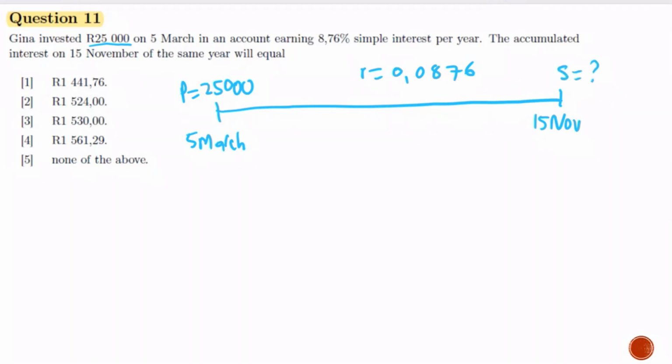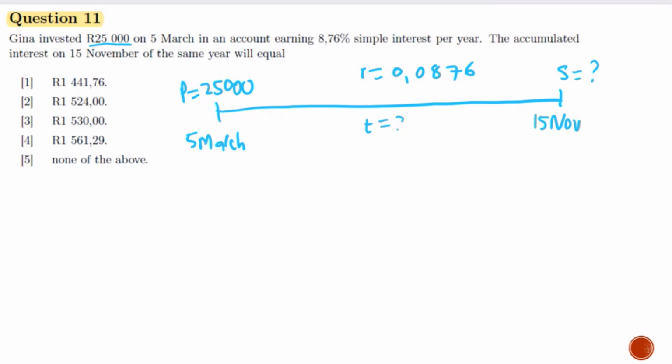So what is challenging here? You are not given the time, but the time is given implicitly. You are given 15th of November and 5th of March. So you need to calculate the number of days between these. To do that, you can go to your online calculator, go to Google, and ask it to calculate for you the number of days between 5th of March and 15th of November. Or you can do it by inspection. Do it manually, and then you can get the number of days.